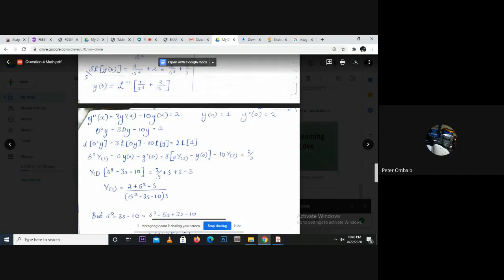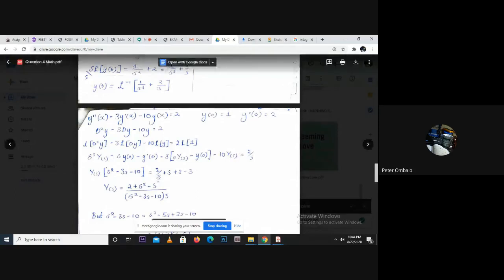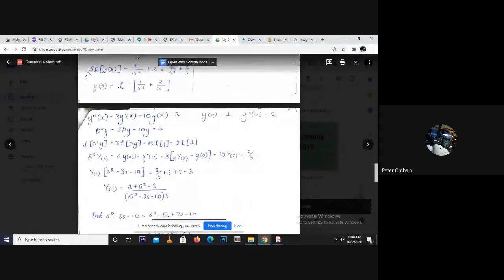So we factor out the Laplace transform of y, which now we are representing as y of s. And then we collect all the terms with y of s. Then the right hand side becomes 2 over s. This s here becomes just s, because y at 0 is 1 and y prime at 0 is 2. So we're going to replace the initial values and then cross them over to this other side.